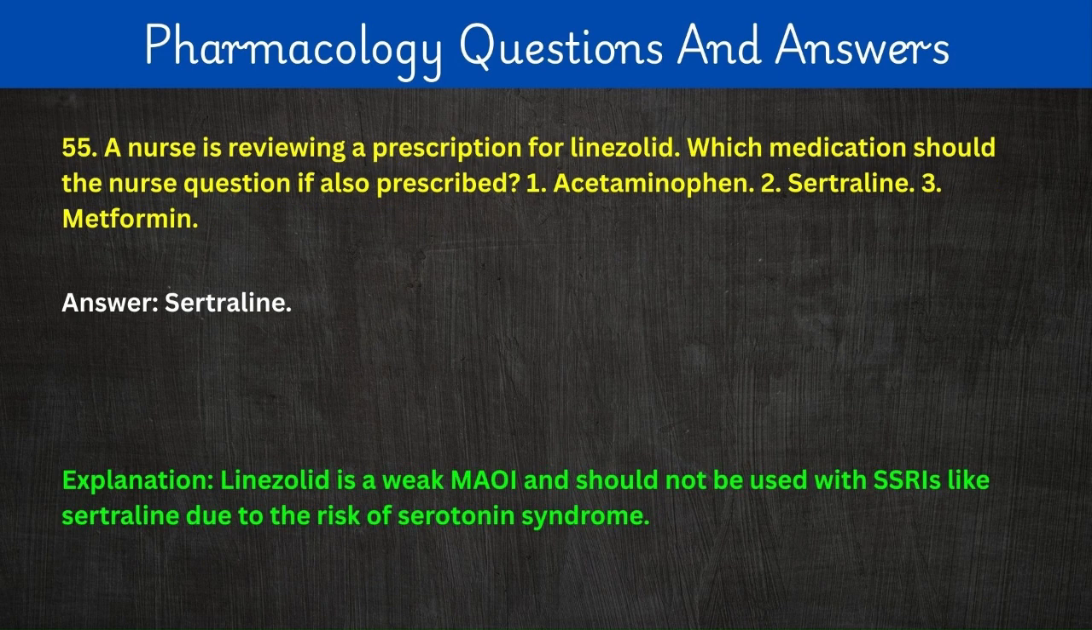55. A nurse is reviewing a prescription for linezolid. Which medication should the nurse question if also prescribed? 1. Acetaminophen. 2. Sertraline. 3. Metformin. Answer: sertraline. Explanation: linezolid is a weak MAOI and should not be used with SSRIs like sertraline due to the risk of serotonin syndrome.